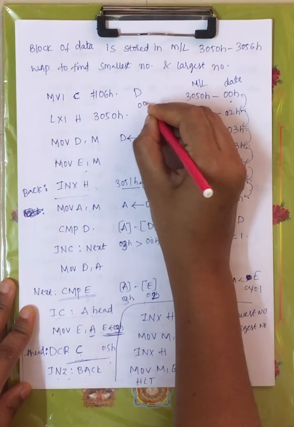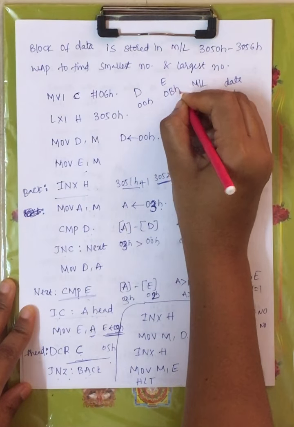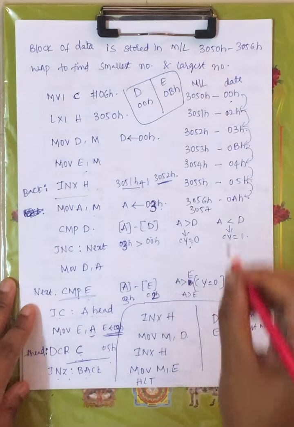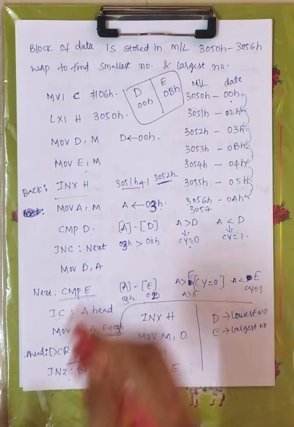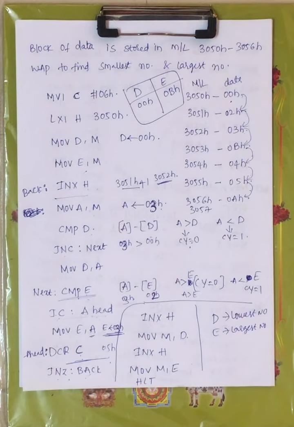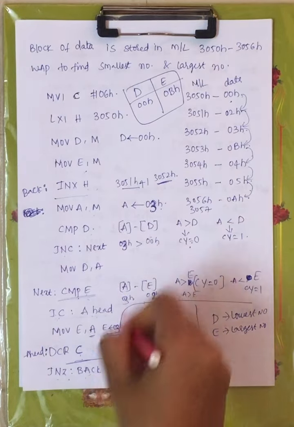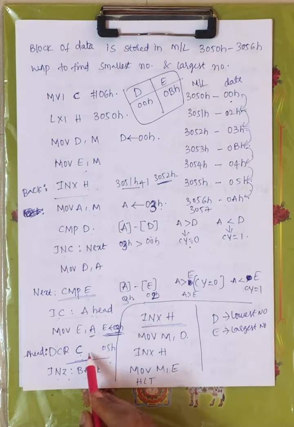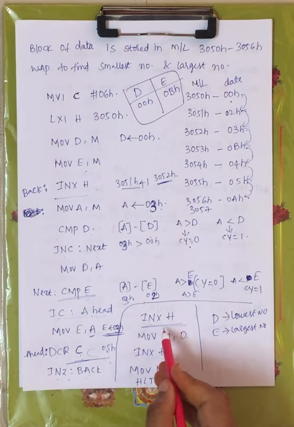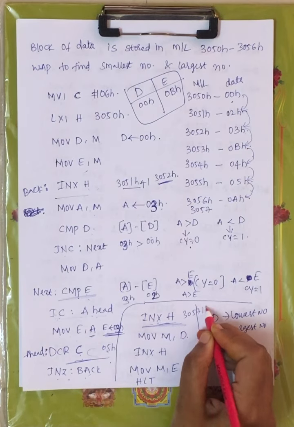D will store 00H, and E will store 0BH, right? Finally upon executing this loop, D will store 00H and E will store 0BH. D is stored with 00H, which is the lowest number, and E is stored with 0BH. Upon executing this loop, you will get this result, right? Now incrementing H value, when count value is 0, it will come out of this loop, incrementing H value. Now the H value will be 3057H, right?